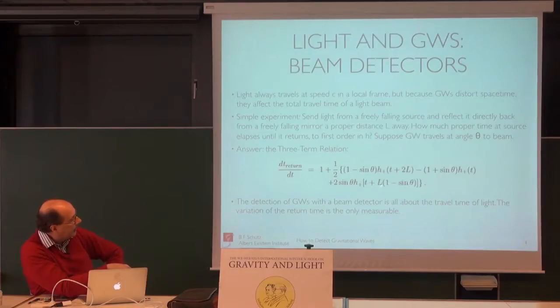It's L times, L is the path length of the light, the distance out to your reflector, and this is 1 minus sine theta that comes in, and we'll talk a little bit about that. But that's an intermediate time. So there's three terms in here. That's why it's called a three-term relation that affect. It's not like it's a continuous time h. It's just three times, three different points in the evolution of that waveform that affect the return time.